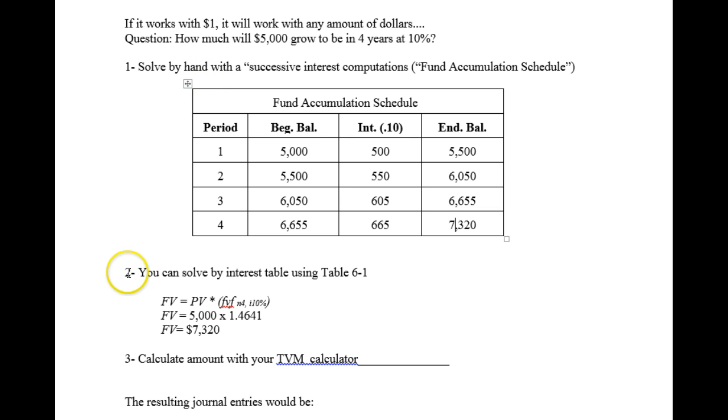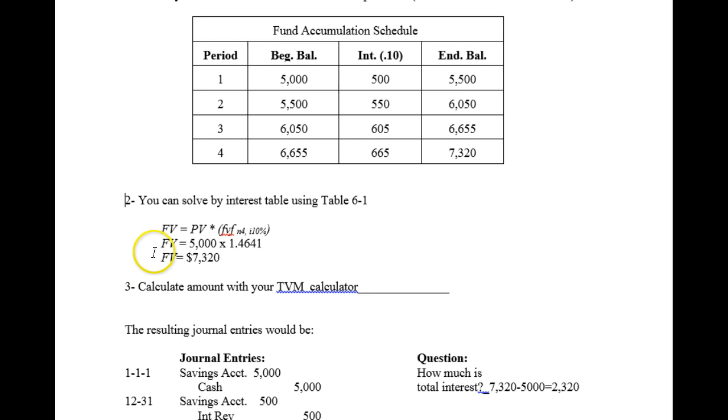The second way you could do this much faster would be by using the interest Table 6-1. You have $5,000, that's your present value, times an interest factor where n equals 4 and i equals 10%. By now you know that's 1.4641, but go ahead and look it up. Times that out and you come up with 7,320.